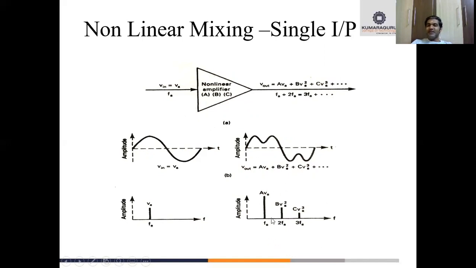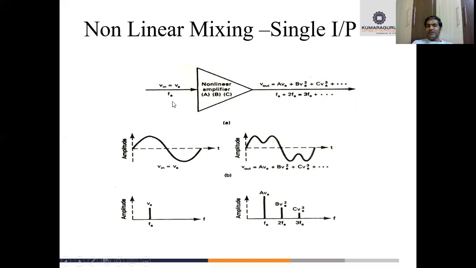In linear mixing, it is nothing but the Fourier transform. If you take the Fourier transform of VA sine 2 pi FAT, you will get a frequency component at FA because it is a linear function. However, if you have a non-linear function like A into VA plus B into VA square plus C into VA cube, your frequency components will be present at multiples according to the power. If the power is 2, it is 2 into the fundamental frequency FA. If the power is 3, it is 3 into FA. So you will have voltage values at multiples of your fundamental frequency.